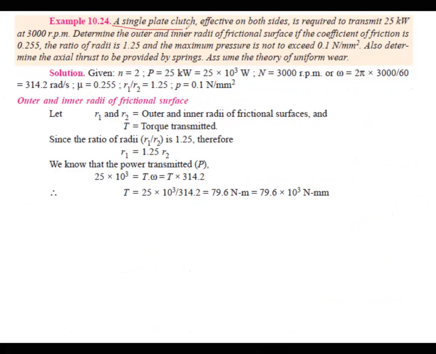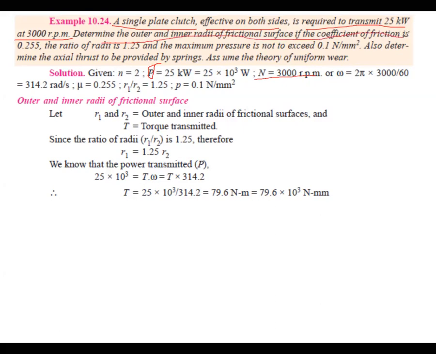See here, a single plate clutch effective on both sides is required to transmit power of 25 kilowatts at 3000 RPM. Power is given. In the previous problem, we did a calculation towards finding the power. But in this problem, power is given and speed is also given. Determine the outer and inner radii of the frictional surfaces.